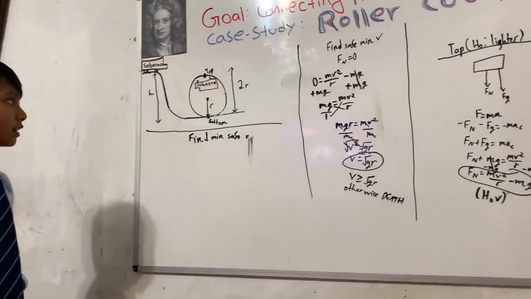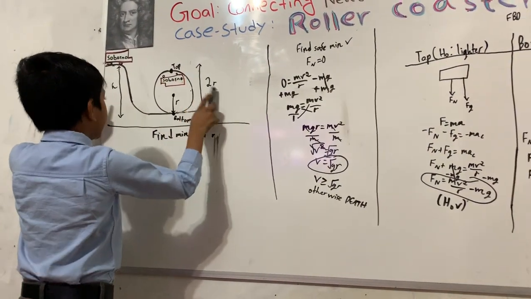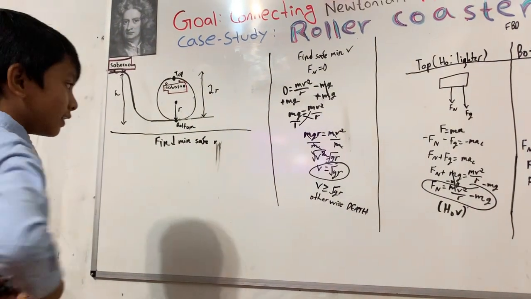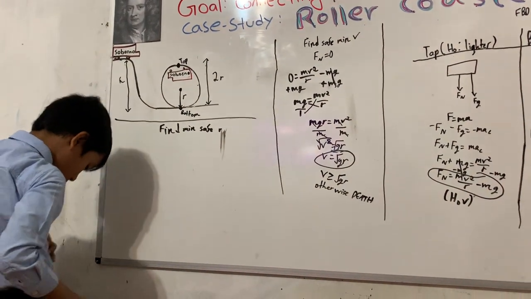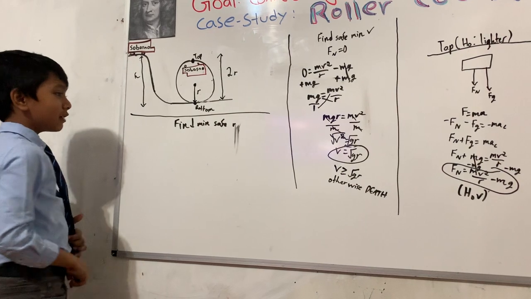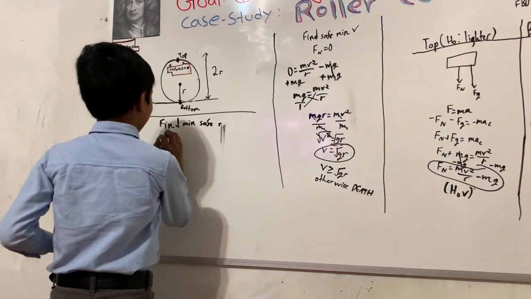Or R. Now here's where these pipes come in. Whoa, I think I have a black stroke on my pants. Well, it's nothing to worry about.